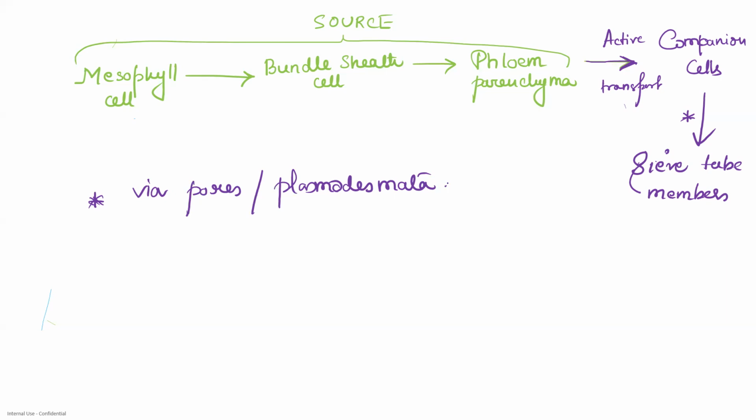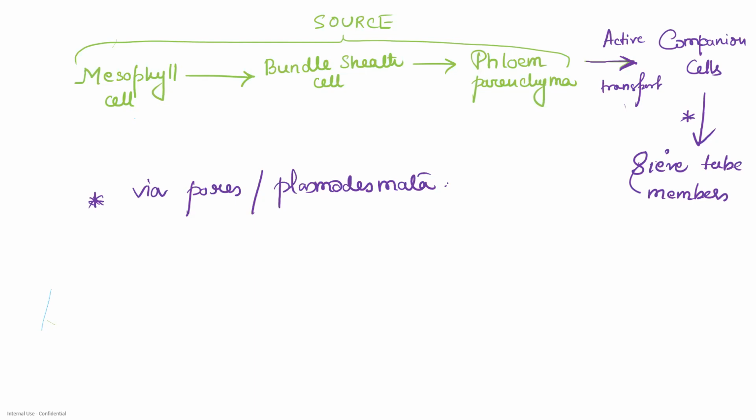And remember, water transport is unidirectional from the root to the stem through the xylem. Don't get confused with these two terms, water transport and photoassimilate transport. Please don't get confused. Clear? Still, if you have any confusion, please let me know.